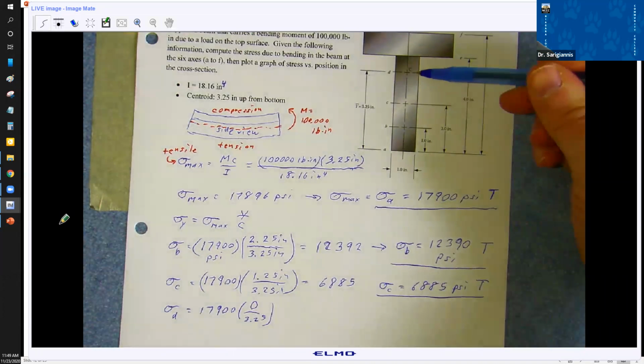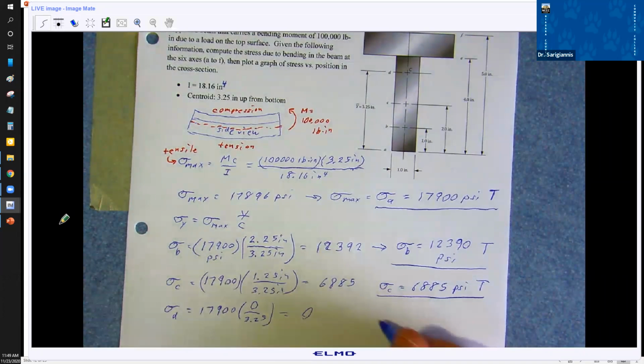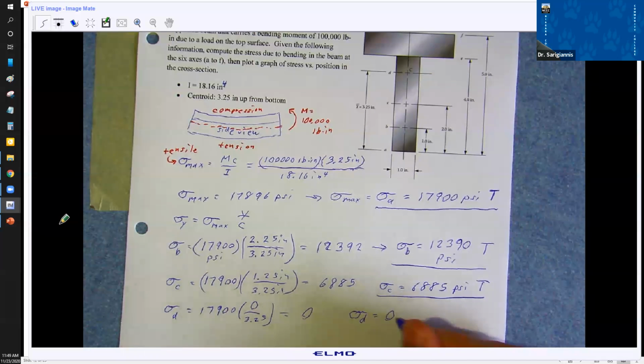Sigma D is easy. The distance from D to the centroid is 0. It's right on the centroid. So we just get 0. Sigma D, 0. I'm just going to write here on the neutral axis.